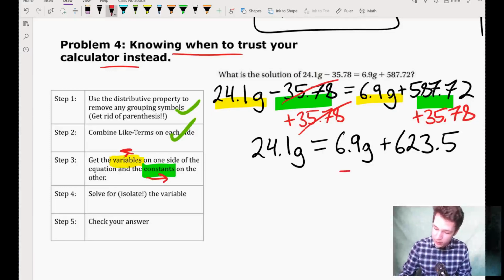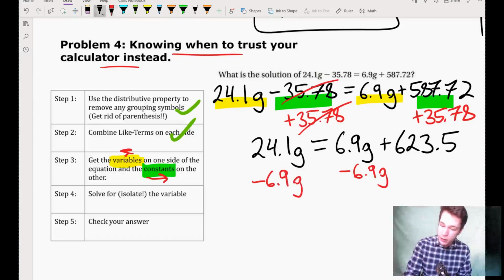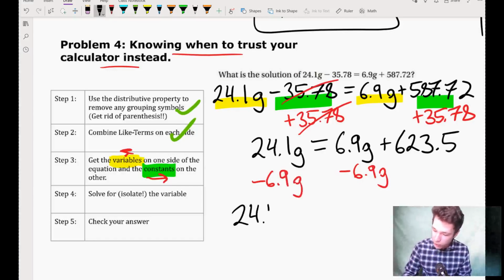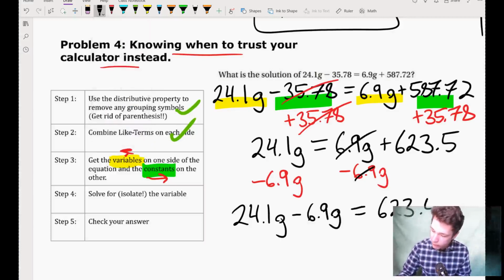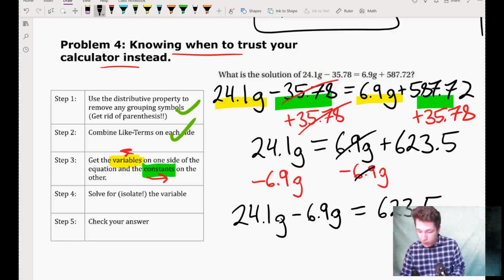I'm going to do that by taking care of this 6.9g with subtraction. We're going to subtract 6.9g from both sides. Okay, and I'm not going to combine these two terms yet, just so you can see exactly how I calculate it. Since that cancels on the right side, all I get on the right side now is 623.5. Now here's exactly what I'm going to type into my calculator to figure out how much g we have left after I do the subtraction.